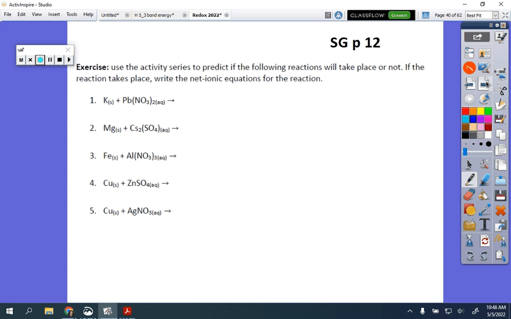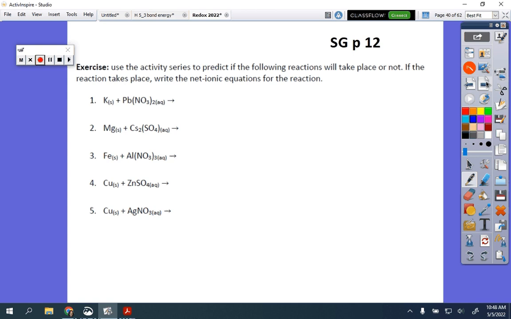So looking at number 1, potassium, you should have the activity series on one of those pages. Potassium, you can see, is pretty high on the activity series, right? Lead is pretty low, just above hydrogen. It's not all the way down with the noble metals, but it's fairly low.